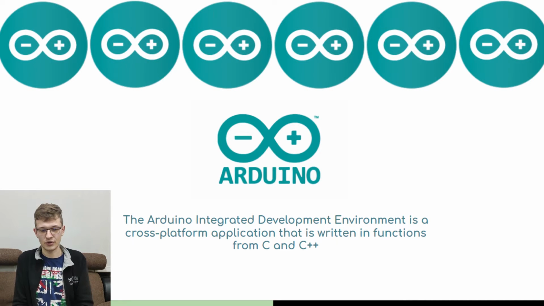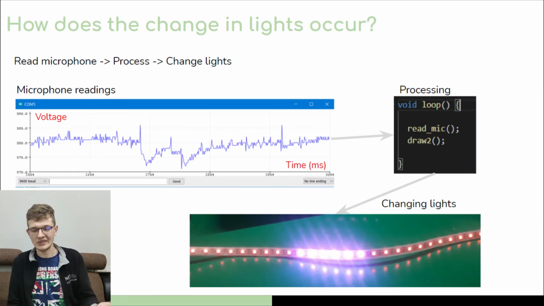So, how does our project actually work? Our project depends heavily on the microprocessor inside of the Arduino Nano. So this microprocessor, the code for it is written in the Arduino integrated environment in the language C. So I'm going to show you the basics. As you can see on the graph, we take the inputs from the microphone, which are expressed in voltage. Then we process it, and then we output it in the change of lights.